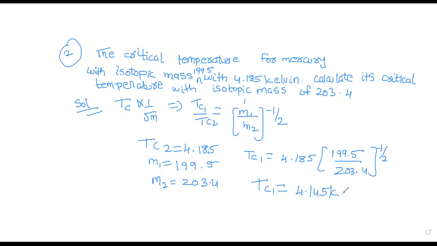We should know the relationship between the critical temperature and the isotopic mass. Tc is proportional to 1 by root m. Tc1 by Tc2 is equal to m1 by m2 whole to the power of minus 1 by 2. We just substitute this in the relevant formula and we'll obtain this value.